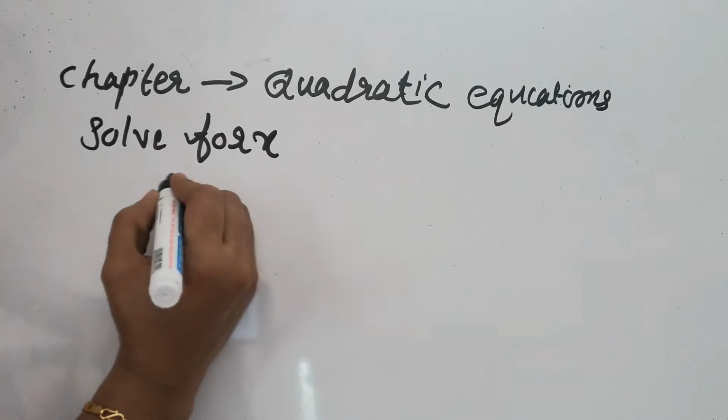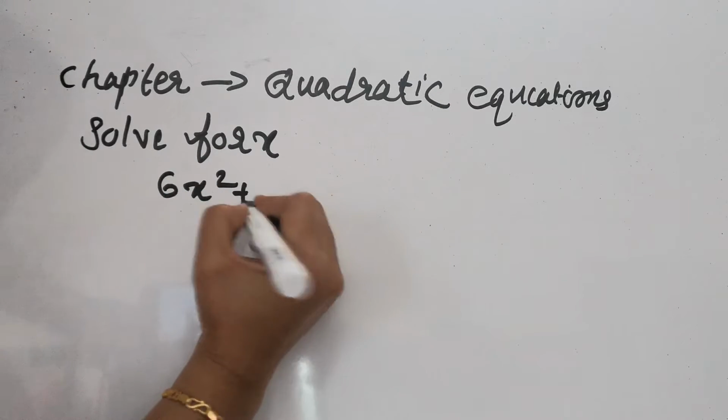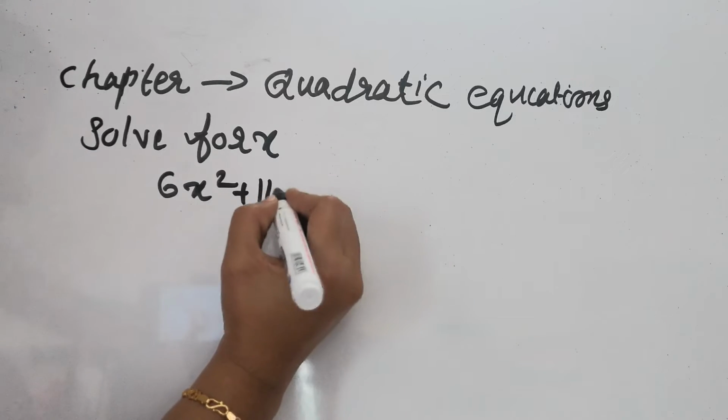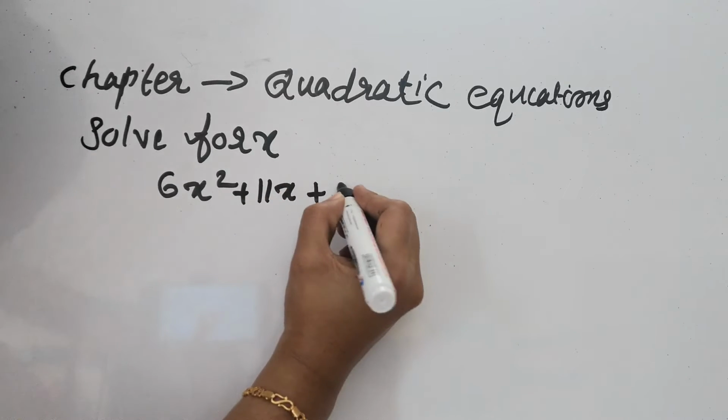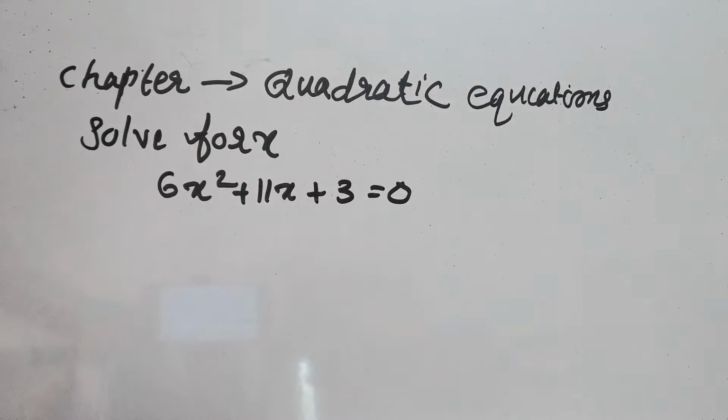The question becomes 6x square plus 11x plus 3 equal to 0. Solve for x. What do we mean by solve for x? Solve for x means that you have to find the value of x using the quadratic equation method, or solve this equation with the factorization method.